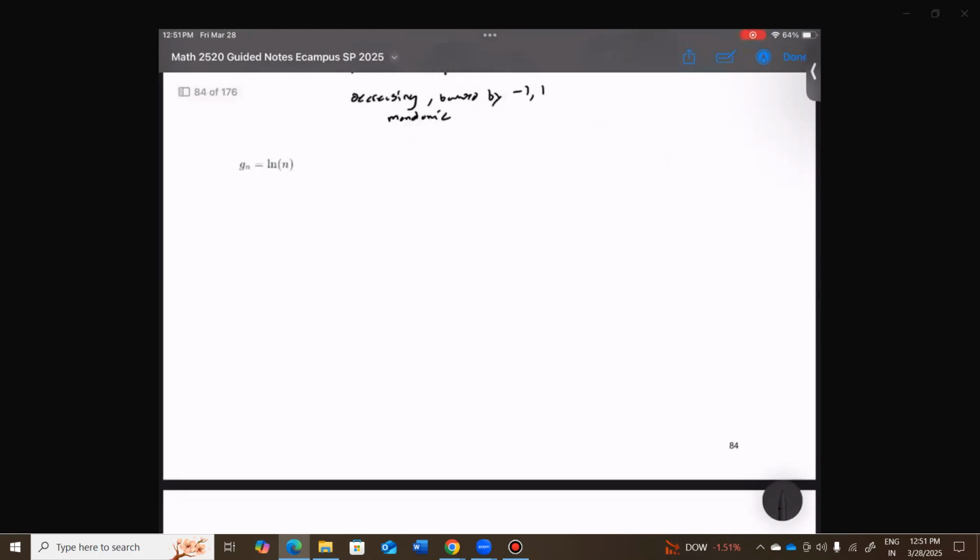Right, let's look at the natural log of n. Here the sequence is increasing. Natural log of n plus 1 is greater than natural log of n. And unbounded, since n going to infinity means the natural log of n goes to infinity. So it's monotonic though, because it is increasing.